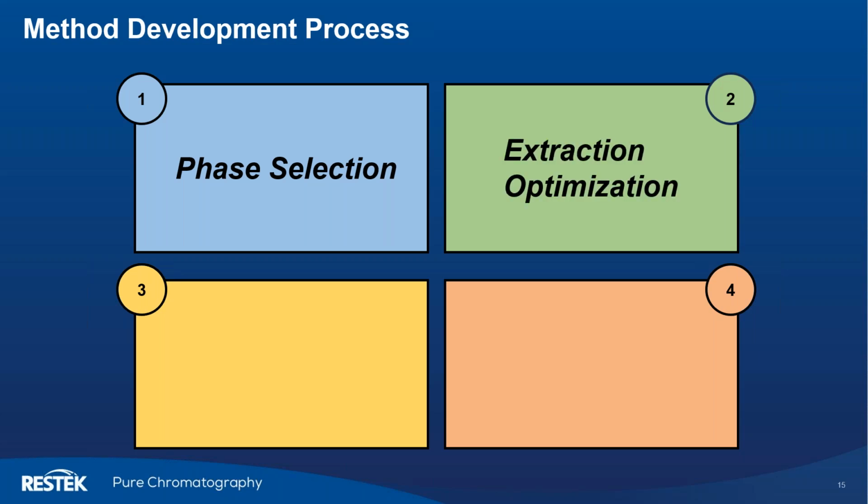Then I look to optimizing my extraction, right? For me, this is one of the most important parameters because we need to understand the rate at which our target analytes are being extracted, and this will not be the same for each analyte of interest. And then we'll move into incubation optimization.